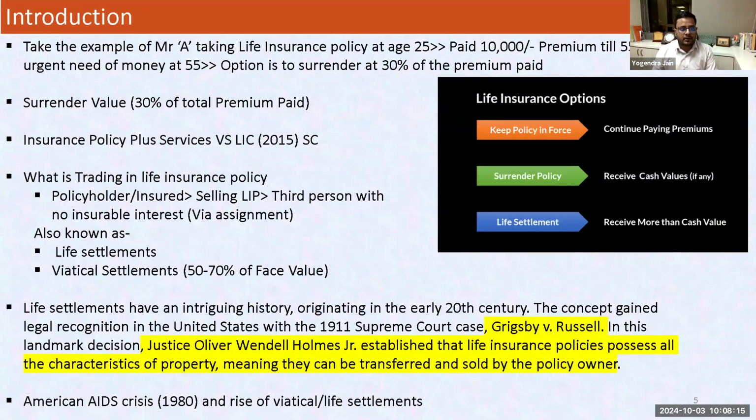Just look at the example. I hope the example is visible. The first bullet points. Maya, is it visible?